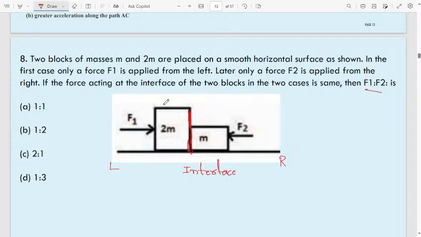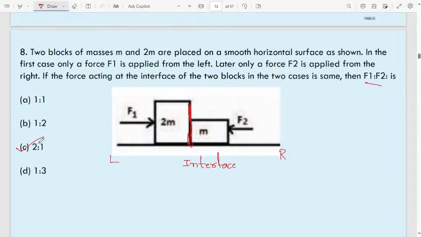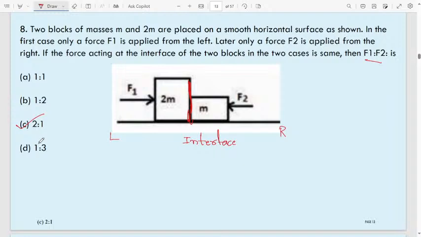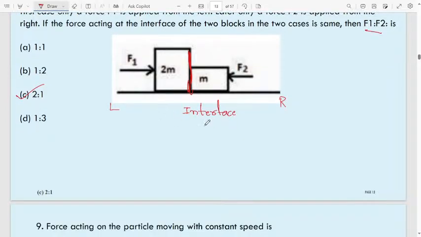What is the ratio of F1 and F2? The ratio will be 2:1. Why will it be 2:1? Because according to Newton's second law of motion, force is F = m a.